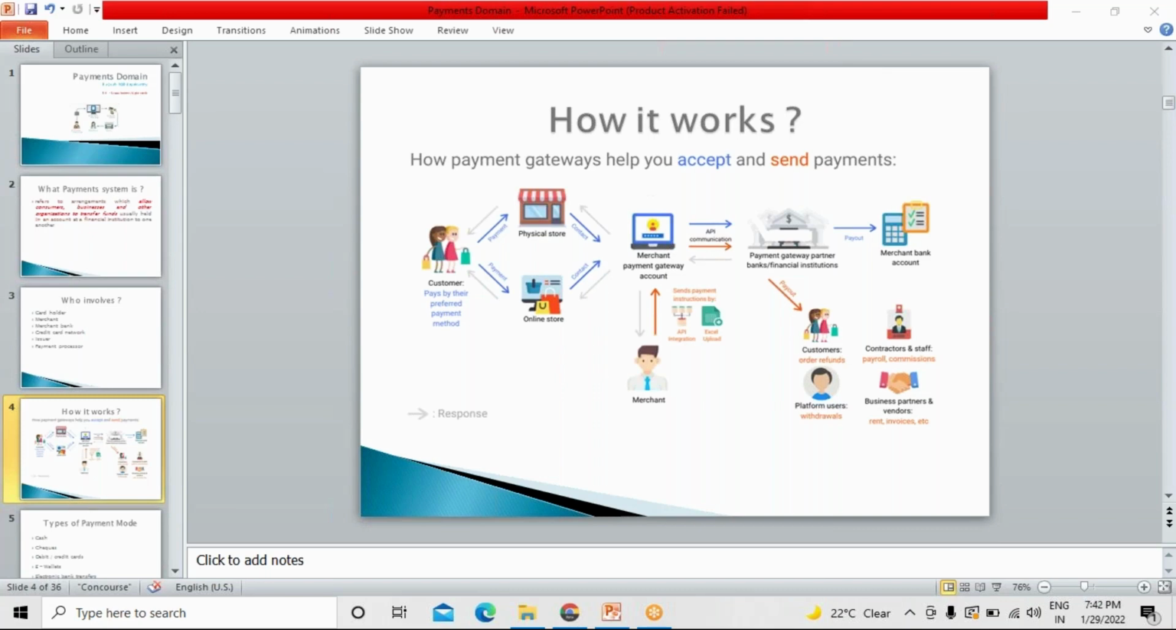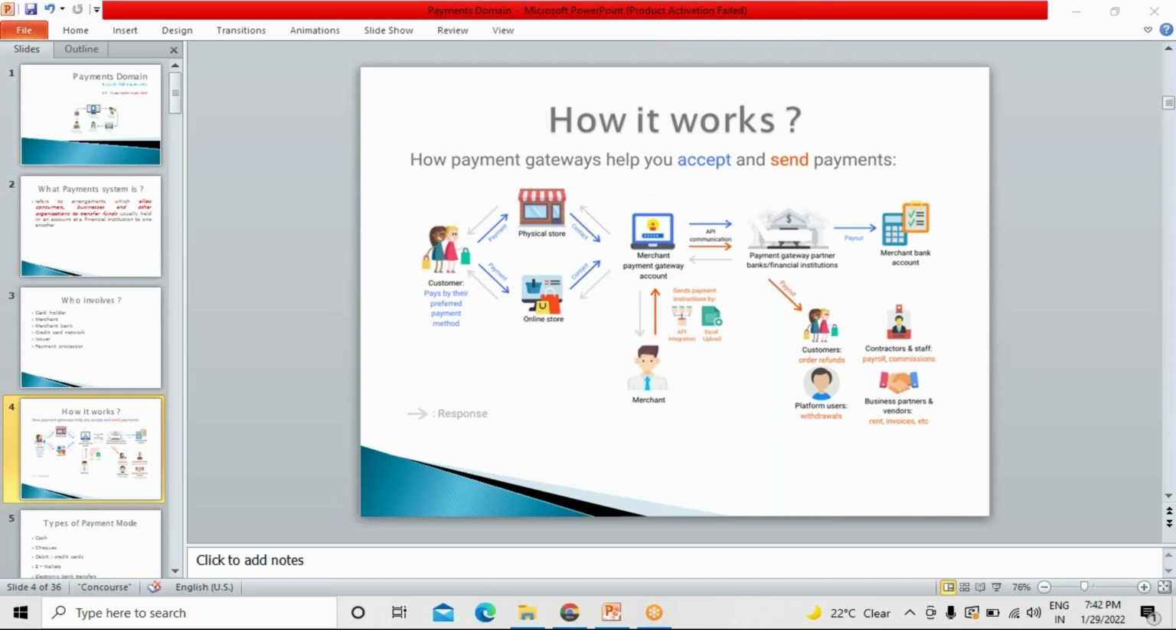So when we are talking about the payment process lifecycle, where the customer is connecting to a merchant's terminal.